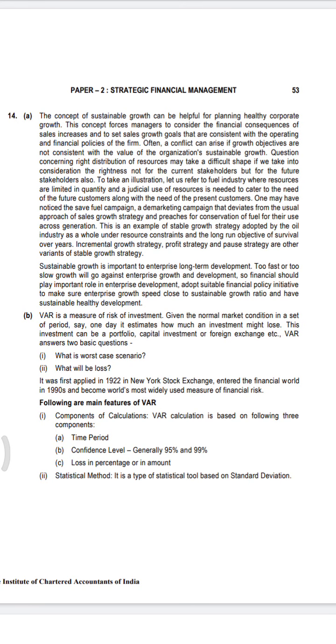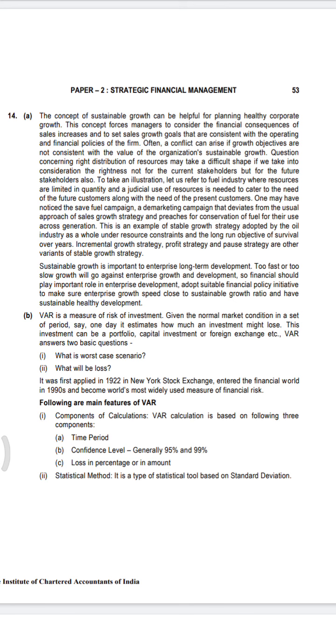The question was how financial goals can be balanced vis-a-vis sustainable growth. The concept of sustainable growth can be helpful for planning healthy corporate growth. This concept forces managers to consider the financial consequences of sales increases and to set sales growth goals that are consistent with the operating and financial policies of the firm. Often, a conflict can arise if growth objectives are not consistent with the value of the organization's sustainable growth. The question concerning right distribution of resources may take a difficult shape if we take into consideration the rightness not for the current stakeholders but for the future stakeholders also.